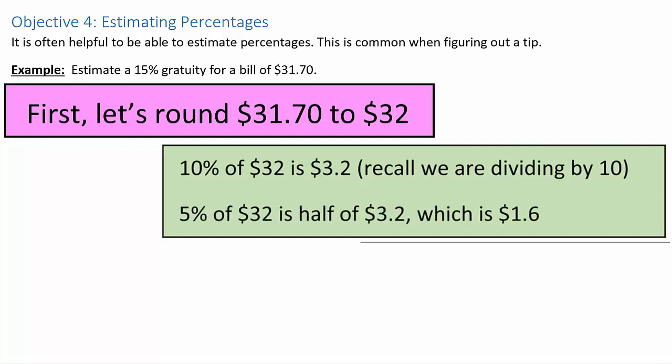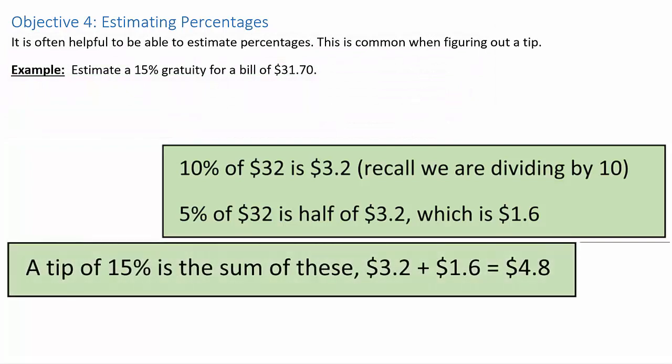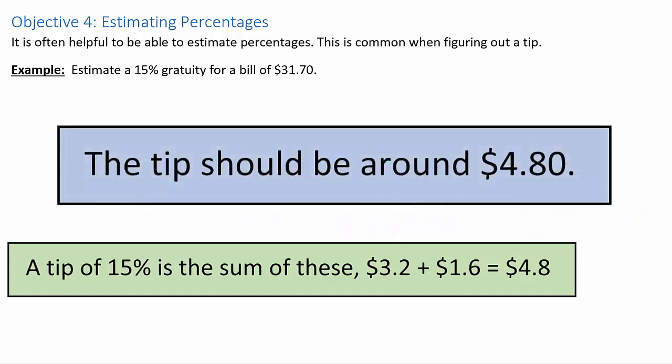5% of 32, well, that's half of 10%, right? 5% is half of 10%. So what's half of 3.2? That's 1.6. So 15% would be 10% plus 5%. So we need to take the 3.2, which was 10% of it, plus the 1.6, which is 5% of it. 3.2 plus 1.6, that's 4.8. I left off the extra 0 just to make it easier to work with. So the tip should be around $4.80.